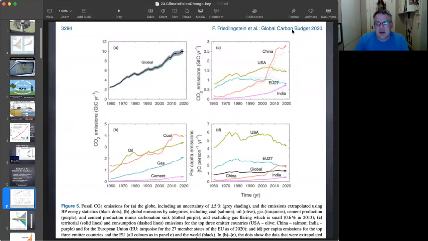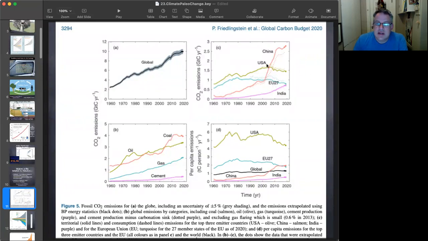All right, so let's see, where does the carbon come from? The figure is from the Global Carbon Budget 2020 update, which just came out a couple months ago. So this is the global CO2 emissions. Now we're not looking at the CO2 concentration in the atmosphere, this is the sum of the emissions. Here are the emissions in gigatons per year, broken down by country or block of countries in the EU case.